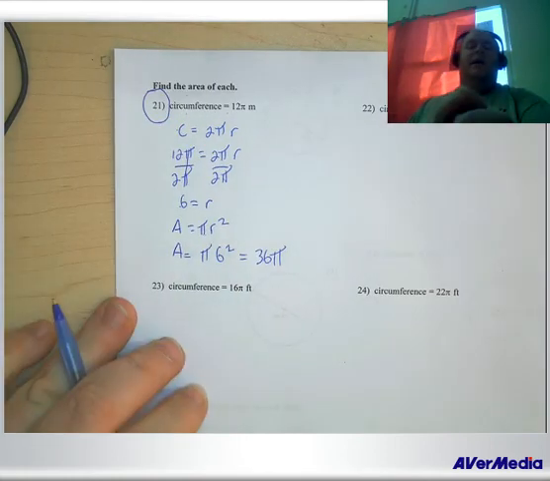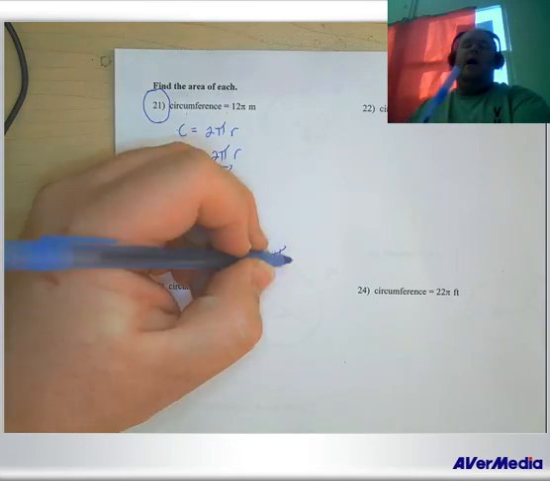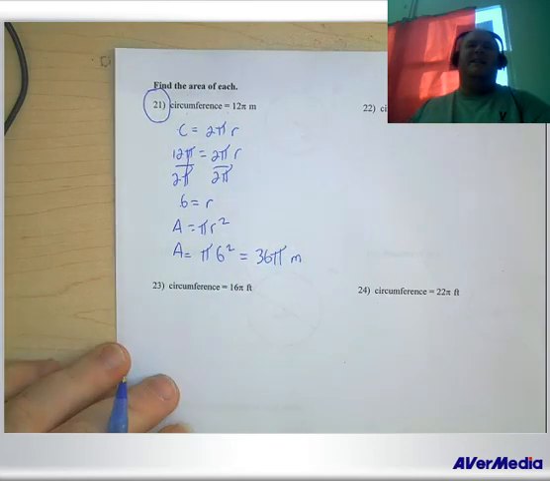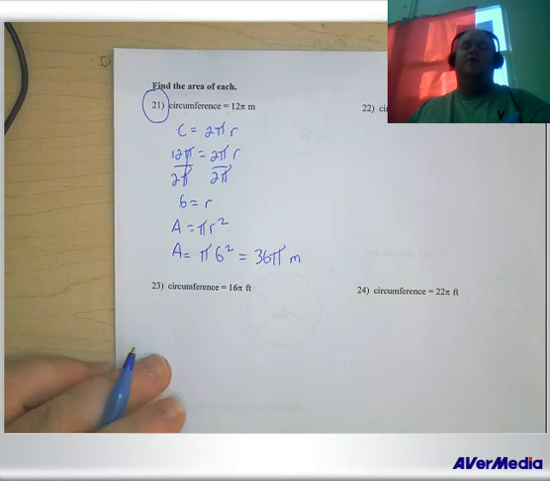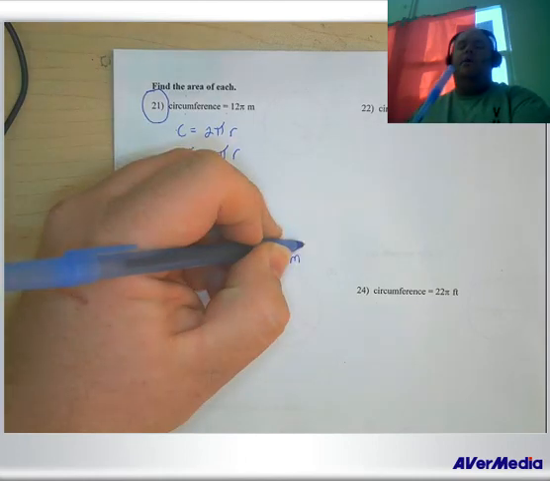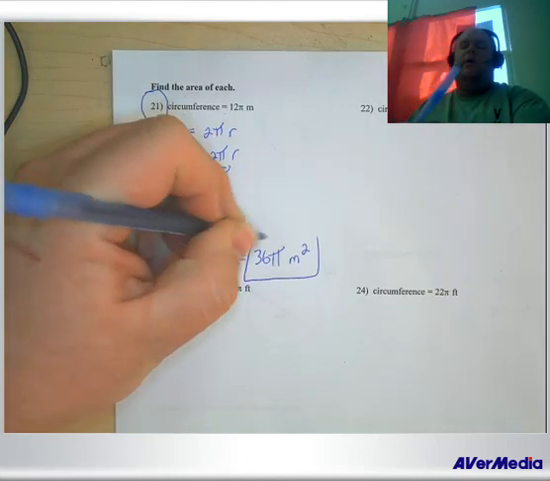And because it's area and the unit was meters, it would not be 36 pi meters because that's a distance. Area has to be units squared, so it would be 36 pi meters squared. That would be our correct answer.